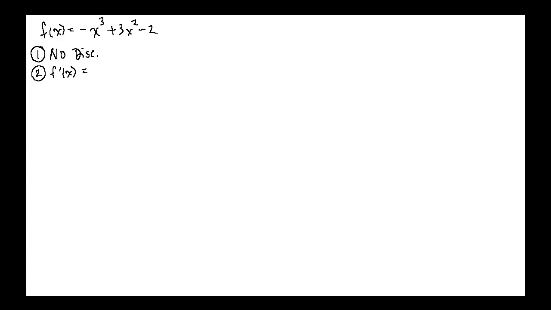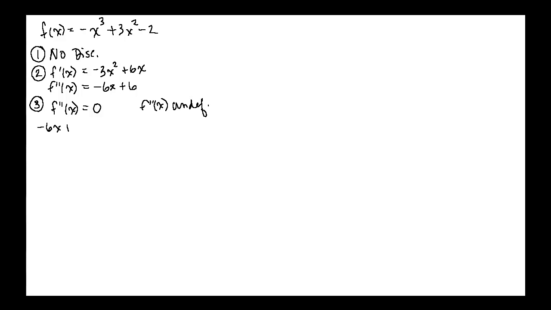So we've got to go through the first derivative first: negative 3x squared plus 6x. So the second derivative is negative 6x plus 6. Step 3, find where this is 0 and where it's undefined. Negative 6x plus 6 is 0 when, adding 6x to both sides, 6 is equal to 6x, or in other words, x is equal to 1.